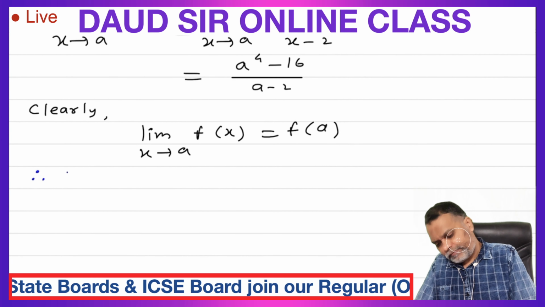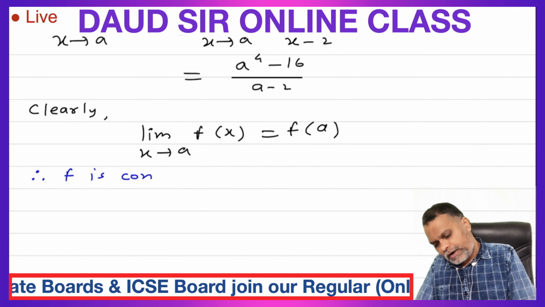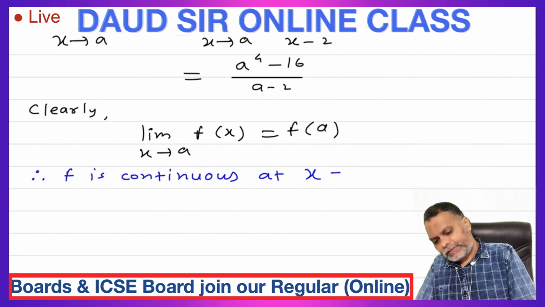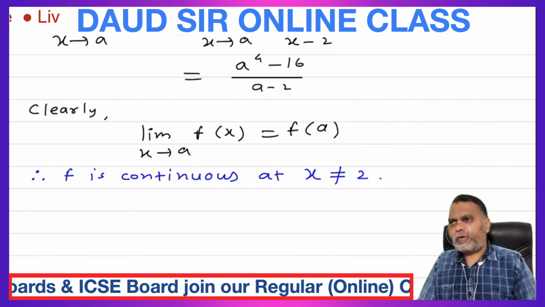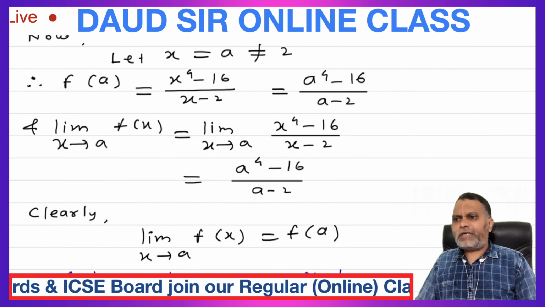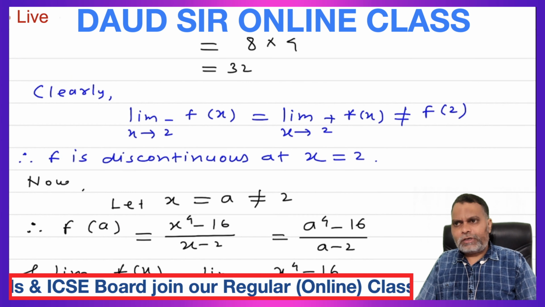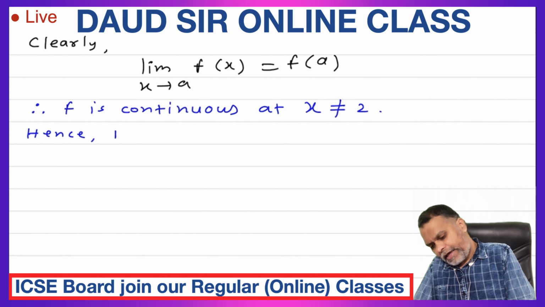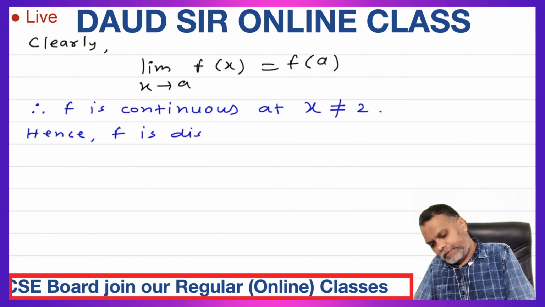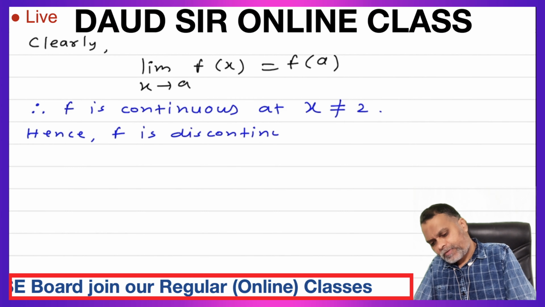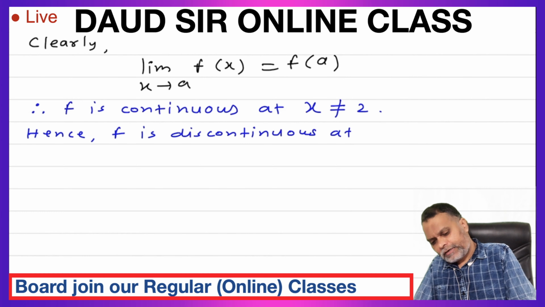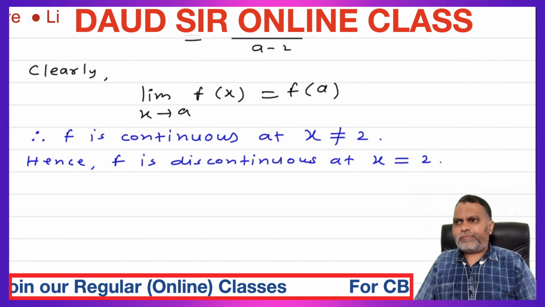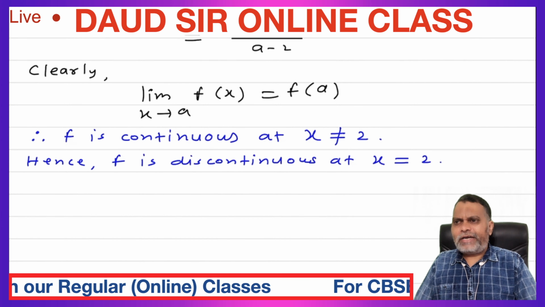Therefore, f is continuous at x not equal to 2. Hence, f is discontinuous at x is equal to 2 only. So, this function is discontinuous at x is equal to 2 only.